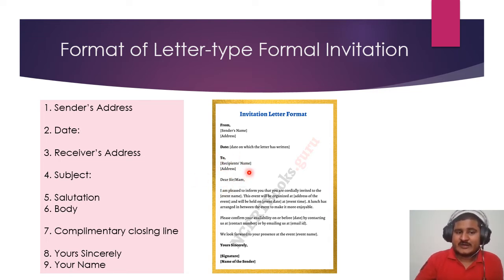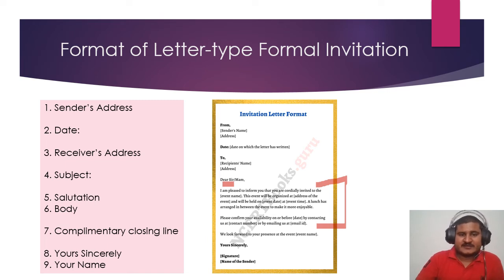Then you have to also mention the subject. Here it is not written, but you have to mention the subject. Now after that you have to write the salutation. Here the salutation is Dear Sir. So you can write Dear Sir, you can write Respected, you can write anything. Good. Now after that you can see that the body is written. Body means the main idea of the letter.